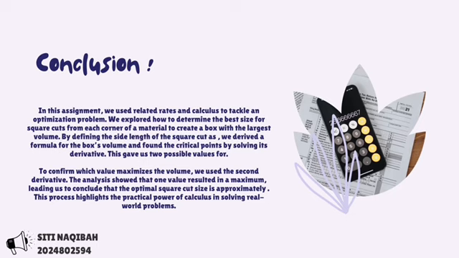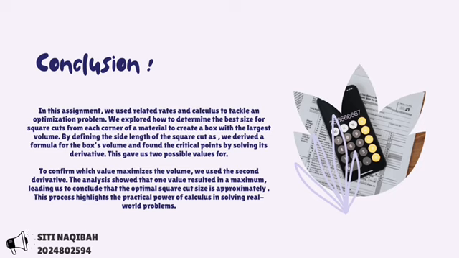In this assignment, we used related rates and calculus to tackle an optimization problem. We explored how to determine the best size for the square cut from each corner of a material to create a box with the largest volume. By defining the side length of the square cut as y, we derived a formula for the box volume and found the critical points by solving its derivative.